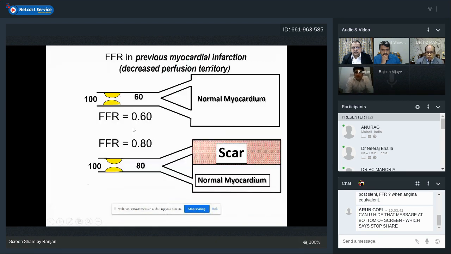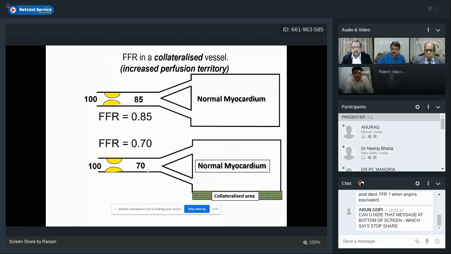Collateralized vessel is one more scenario, and collateralized behaves in the opposite direction. If you have a scar, FFR will come higher, and that also tells us that you don't have to stent this lesion. So you have a delayed presentation of anterior MI where you're thinking 50% of the myocardium is gone, but the lesion looks 90%. Do FFR. FFR positive, you are justified in stenting. FFR negative, you could just rule it out. Although it is not a test for viability, it just tells us that benefit could be higher.